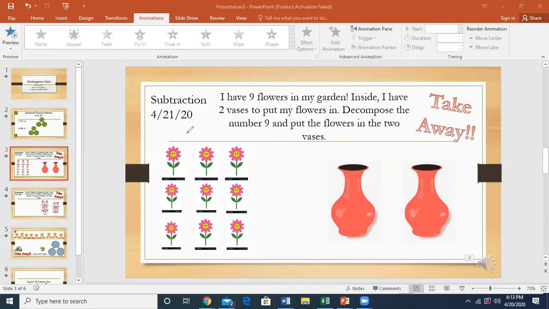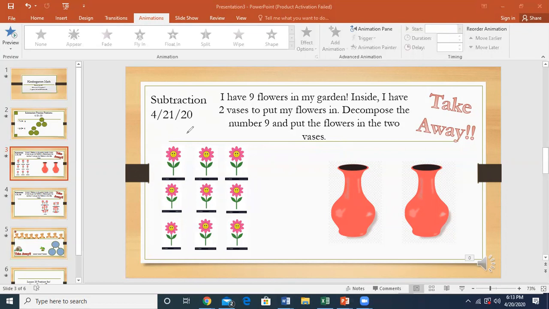Great job, guys. So we have our title, we have our date. I am going to read for you the problem that we are going to solve right now. And then I will have you do this in your composition book. So go ahead and listen to the problem as I read it. I have 9 flowers in my garden. Inside, I have 2 vases to put my flowers in. Decompose the number 9 and put the flowers in the 2 vases.